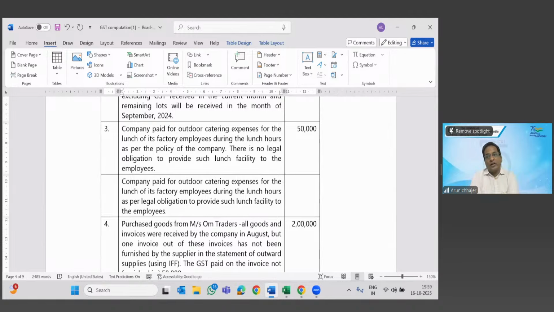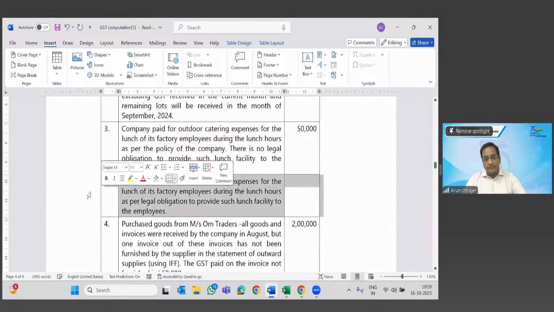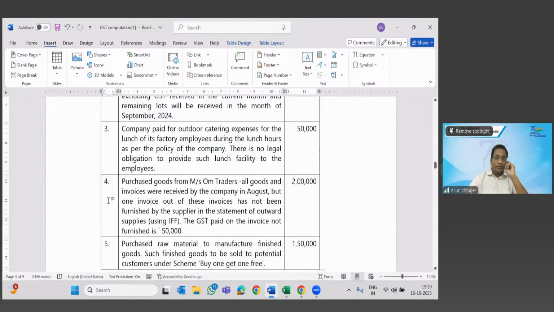And what would be your answer if I write the question that the company has paid the outdoor catering for the factory employees as per the legal obligation? Will it be allowed or will it not be allowed? The answer is it will be allowed.